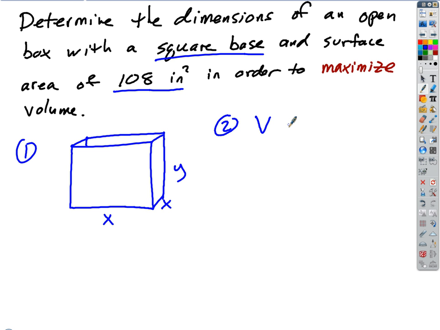Okay, what is it? This is x times x times y. Everybody agree the volume of this thing is just, this is just a rectangular prism, right? So x squared times y, the area of the base times the height, okay?